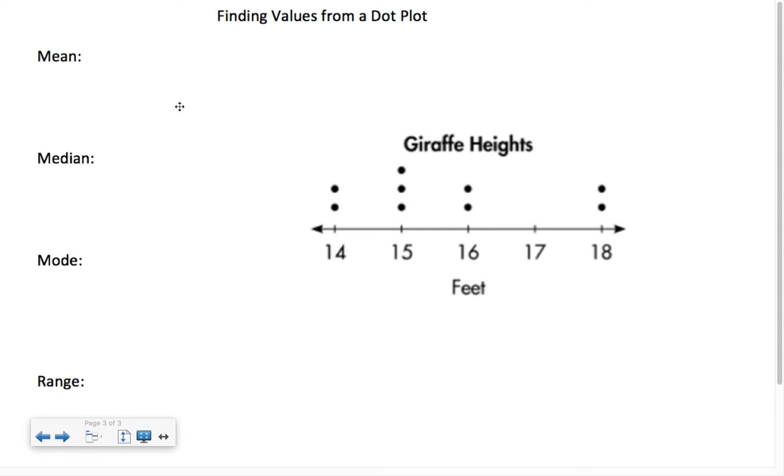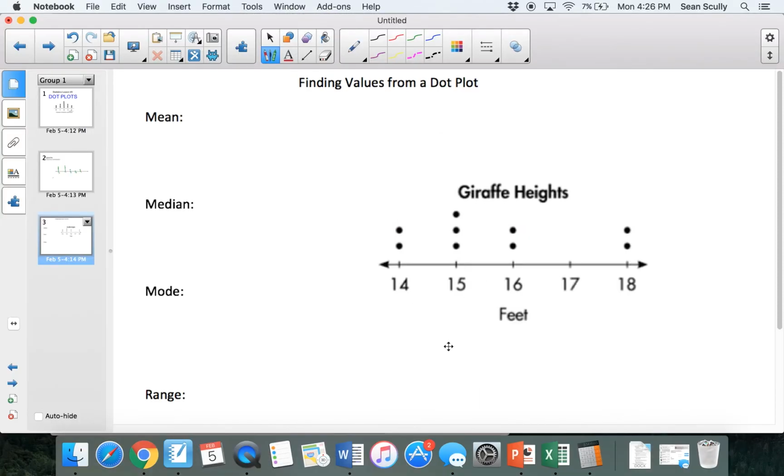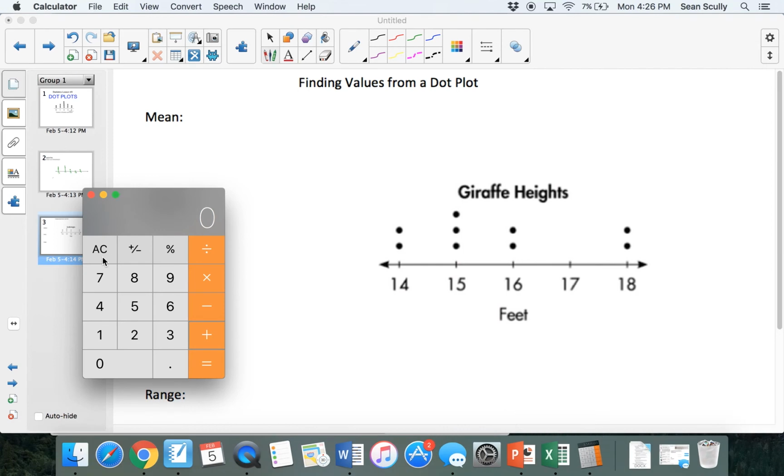So finding the mean. Using the dot plot for the mean is just like how we do with regular data. Let's pull up the calculator. To find the mean, we need to add 14 plus 14, because there's two 14s. We're going to have to add 15 3 times. So there's one 15, a second 15, a third 15, 16 twice, and 18 twice. We don't add a 17 because there is no 17 in our data.